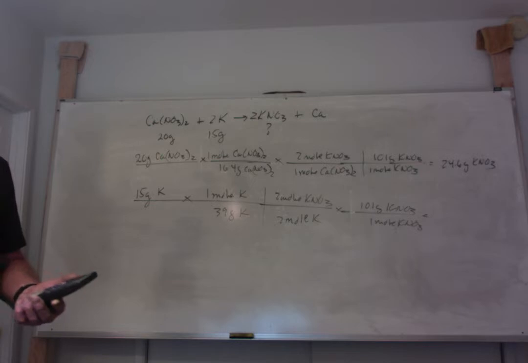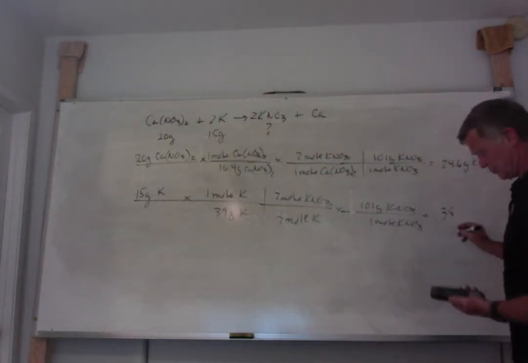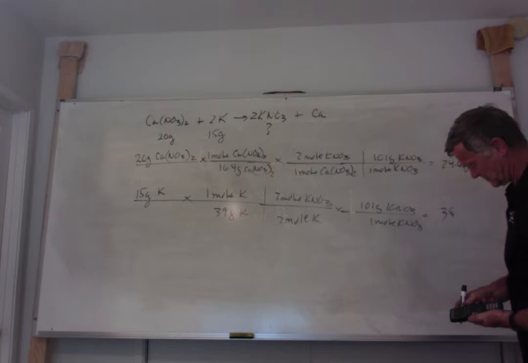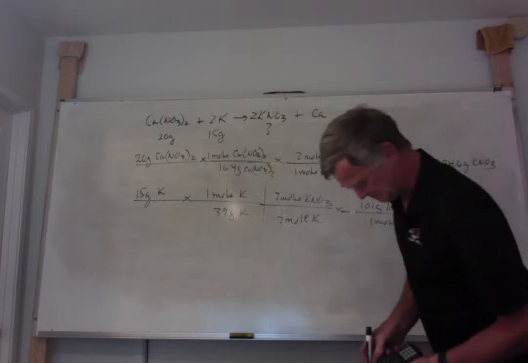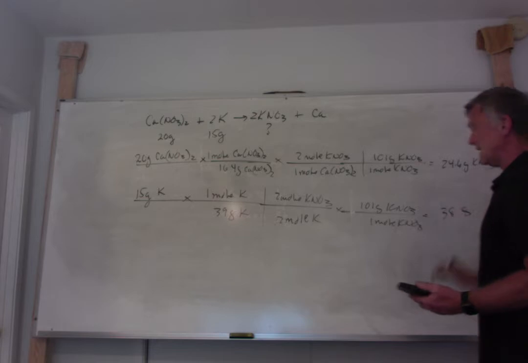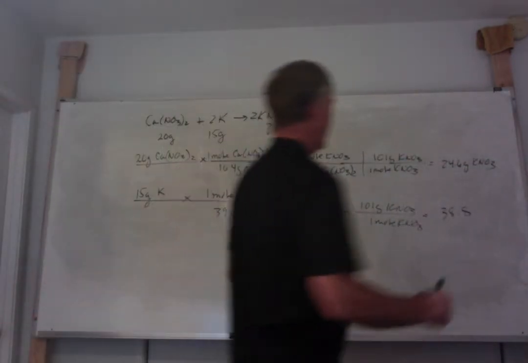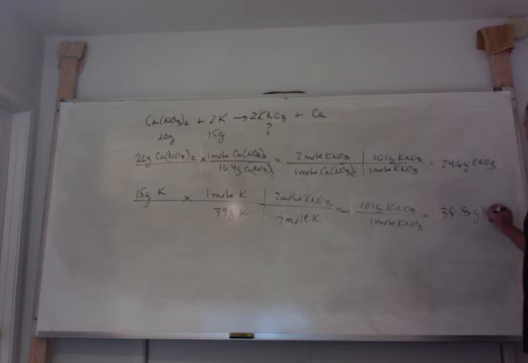And you would come out here with 38.64. Actually, it's 38.8, I think. Can't read that. 38.8 grams of potassium nitrate. All right, well, that means that this is the right answer.